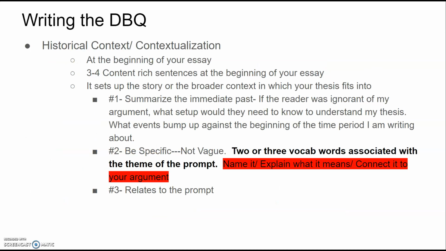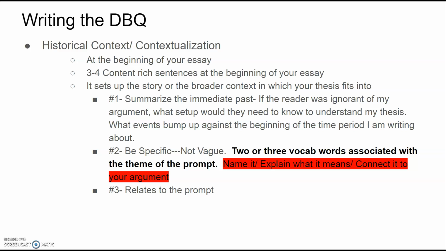All right, our last little piece is our historical context, or our contextualization. Basically, this historical context is set at the beginning of your essay. It's almost like the introduction. It is these 3 to 4 content-rich sentences that begin your essay. Right after, your contextualization will flow into your thesis statement, and then bam, you can begin your writing. And we'll talk more about what your writing will look like.